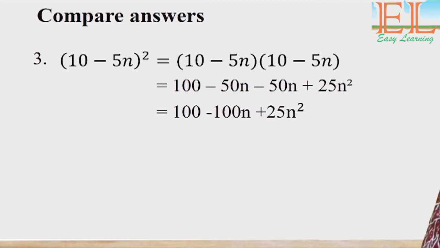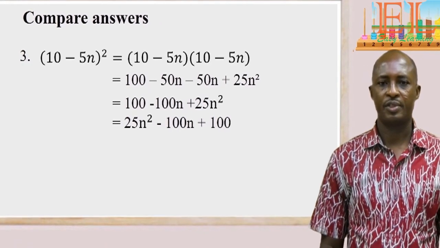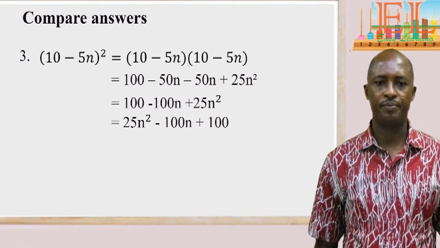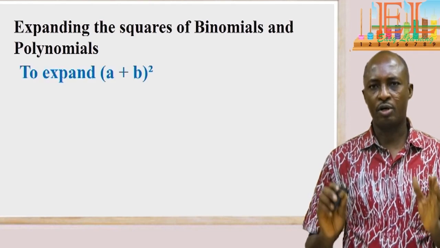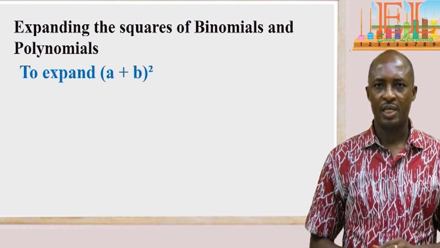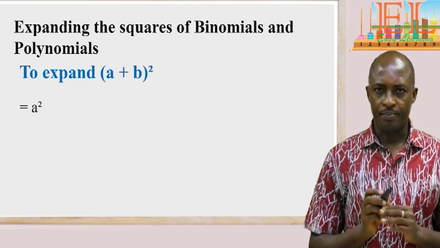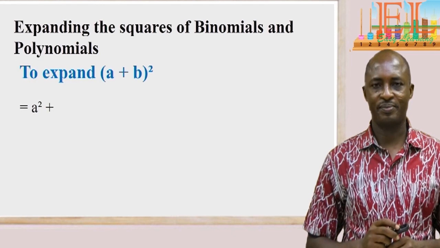This solution is actually leading us to discovering something very special that will help us to expand binomials and polynomials easily. Now let's see, what is it? If I want to expand a plus b all squared, this is how I'm going to do it. a is the first term of the binomial and b is the second term of the binomial.